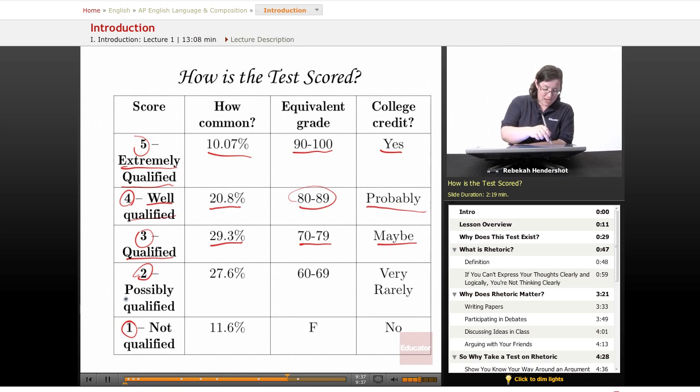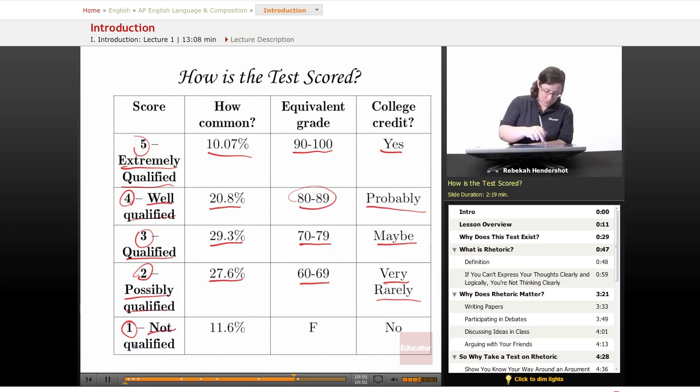Then we come to the 2. That is possibly qualified. I like to think of this as, well, they showed up for the test and they might know what they're doing, but it just wasn't their day. About a quarter of students who take the test get this. It is equivalent to a 60 to 69%, so now we're in D territory. You will very rarely get college credit for a 2 on the AP exam. It just doesn't happen all that often.